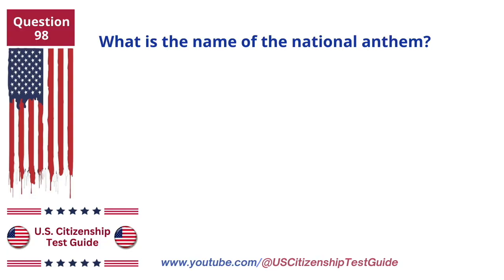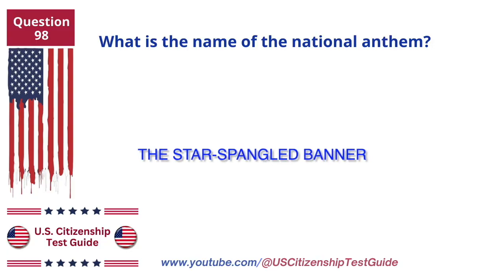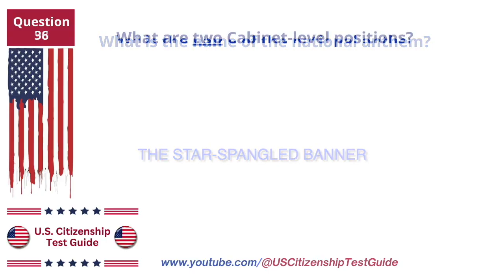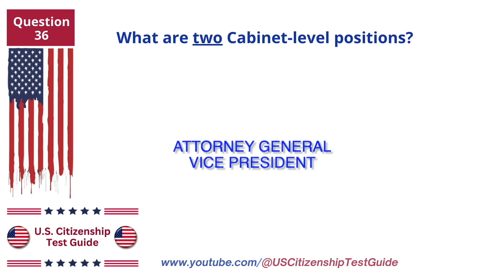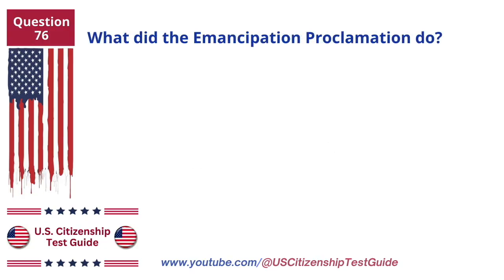What is the name of the national anthem? The Star-Spangled Banner. What are two cabinet-level positions? Attorney General, Vice President. What did the Emancipation Proclamation do? Freed the slaves.